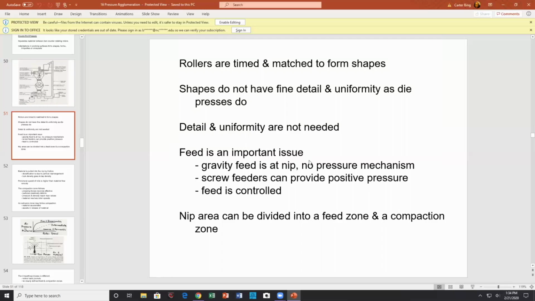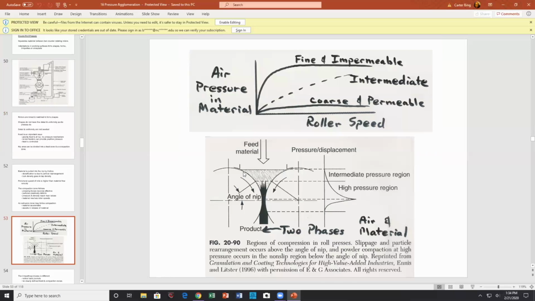Feed is an important issue. Gravity feed at the nip, no pressure mechanism. Screw feeders provide positive pressure, force feed. Feed can be controlled. Nip area is divided into a feed zone and compaction zone. So what we have here is a feed zone up here and a compaction zone down here.